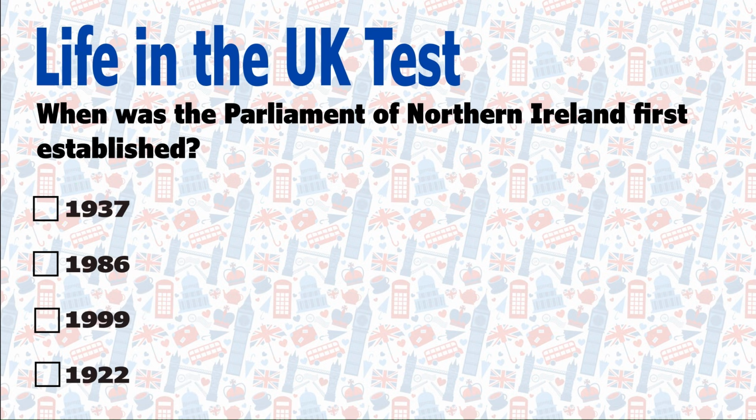When was the Parliament of Northern Ireland first established? In 1937. In 1986. In 1999. In 1922.